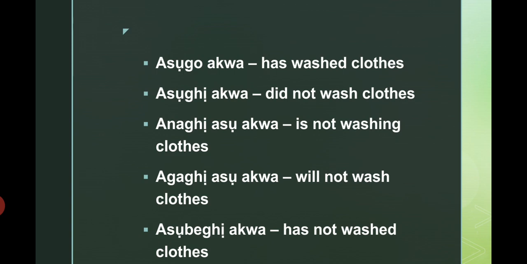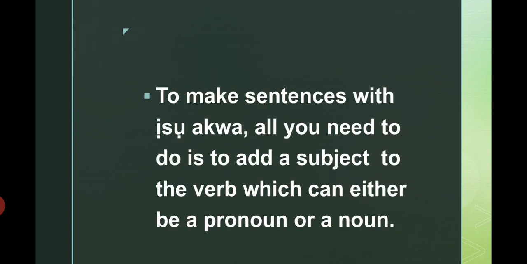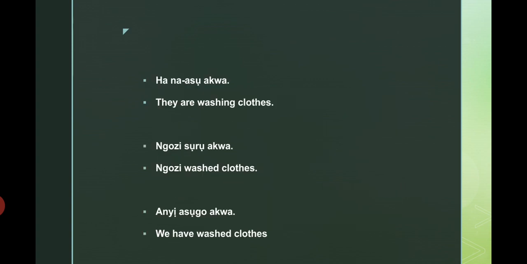Anaghị asụ akwa means is not washing clothes. Agaghị asụ akwa means will not wash clothes. Asụbeghị akwa has not washed clothes. Okay, so this is very simple. Now to make sentences with isu akwa, all you need to do is to add a subject to the verb, which can either be a pronoun or a noun. It's so straightforward. Now look at the example.